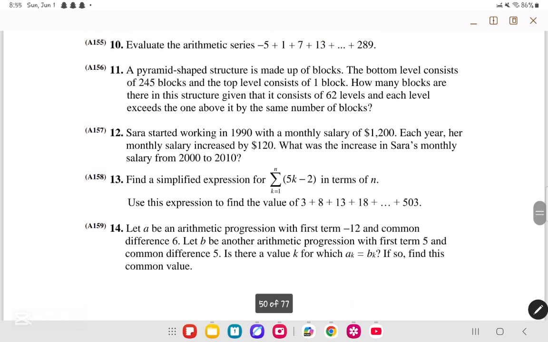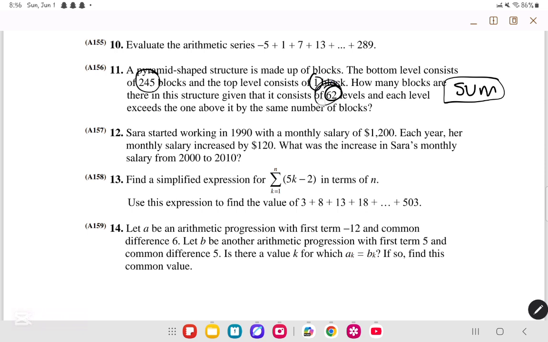We move on to question number 11. It says a pyramid-shaped structure is made of blocks. The bottom level consists of 245 blocks and the top level consists of 1 block. How many blocks are there in this structure, given that it consists of 62 levels and each level exceeds the one above it by the same number of blocks. So they want what? The total number of blocks, aka the sum.